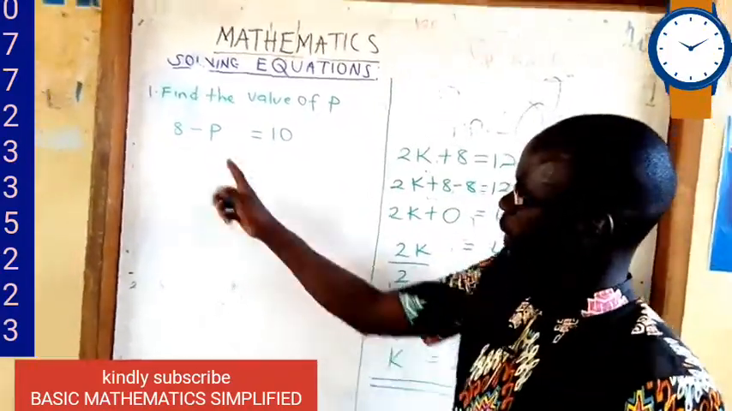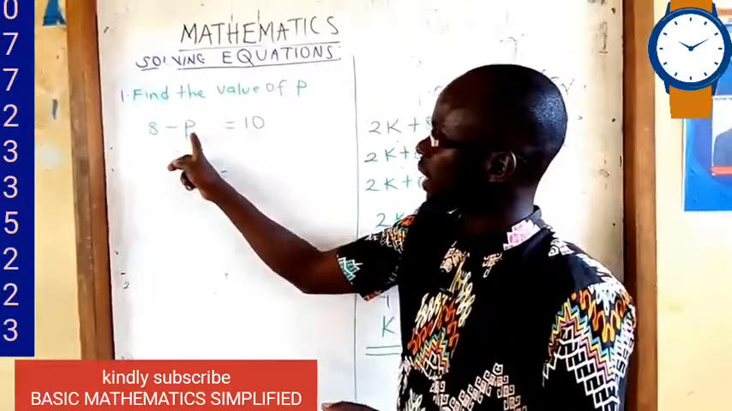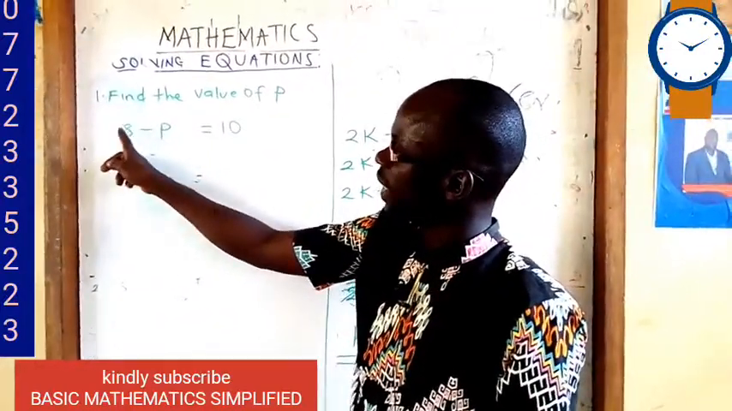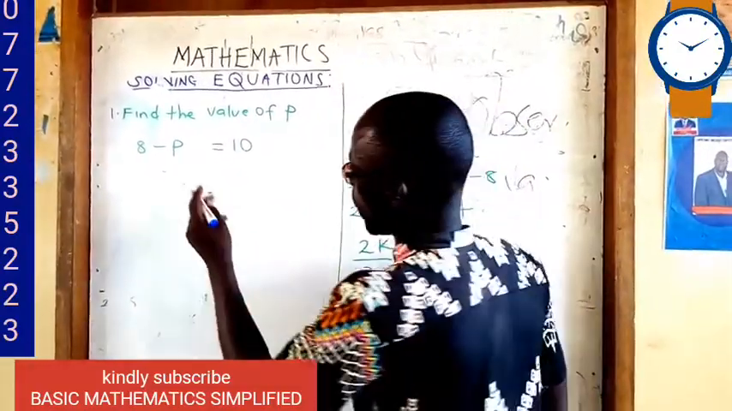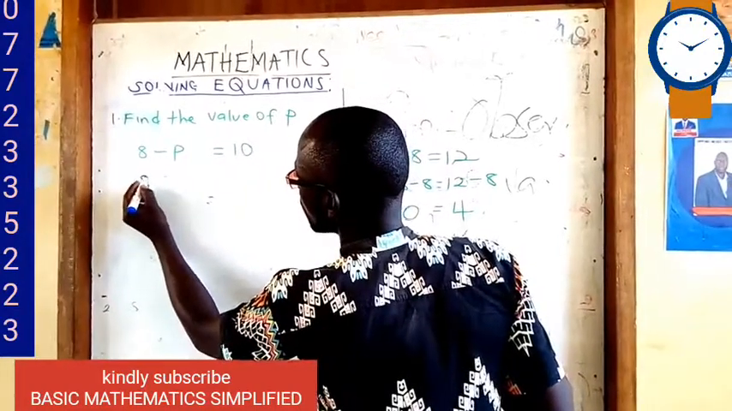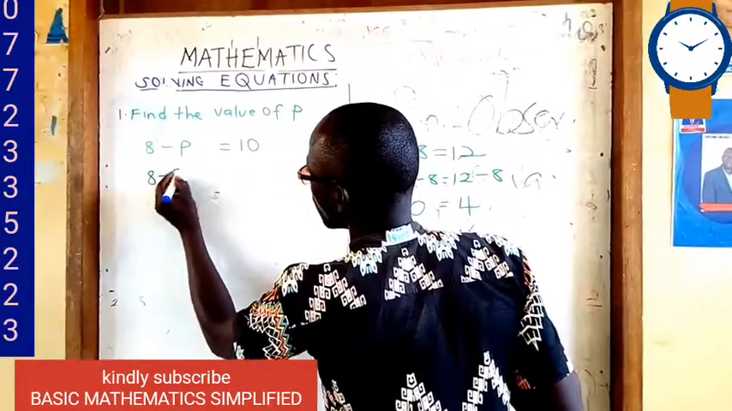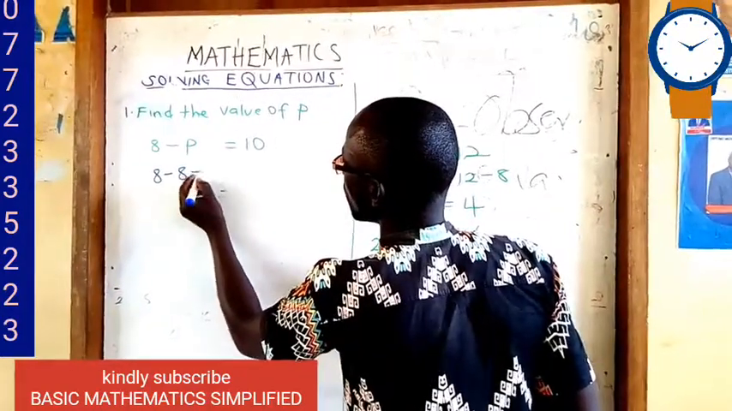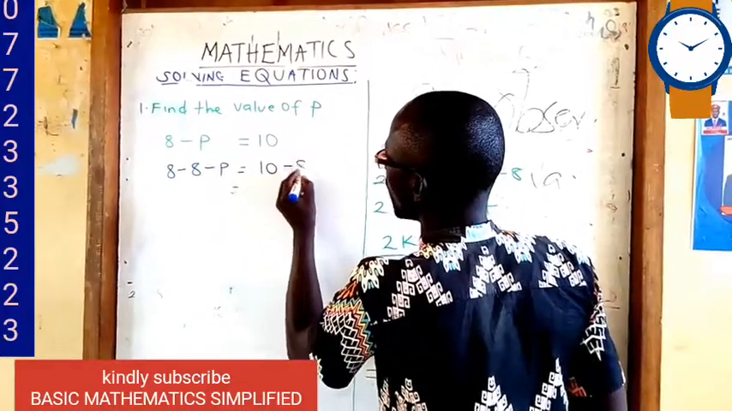This time our p is here, and what's the sign in front of it? I told you the term takes the sign in front of it, and so p is negative, and this 8 is positive, and the 10 is also positive. So we collect like terms by bringing this 8 back to this side. So we shall have 8, since they're positive, we shall add its inverse, which will be minus 8. Then this one remains minus p, as you have seen, equals 10 minus 8.